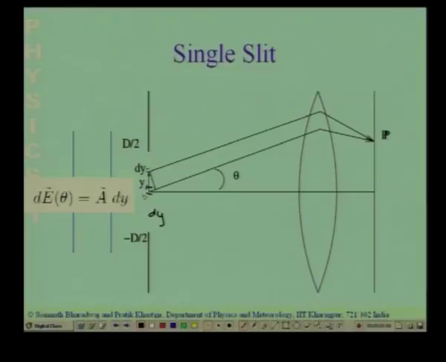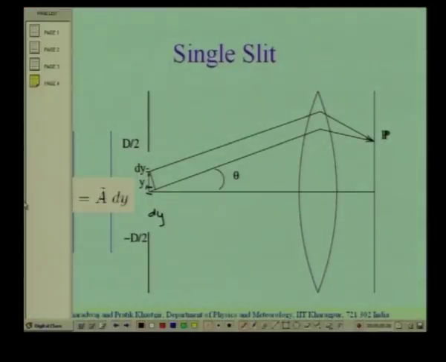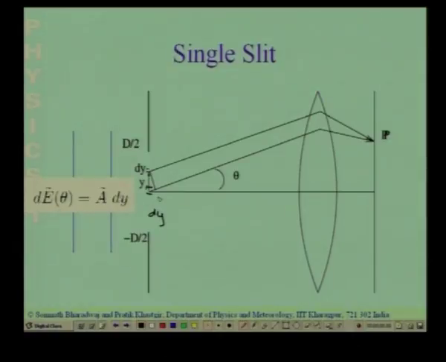And let us ask the question, what is the contribution to the wave over here from the sources within the small line element dy located at the center of the slit at the origin? We will call this dE theta because we are only interested in the waves emitted at an angle theta, that is what the lens brings to this point. So, dE theta is proportional to this line element because the number of sources increases if I increase this, and there will be some overall amplitude A tilde. So, the contribution from this small line element dy to the waves reaching here is dE equals A tilde dy.